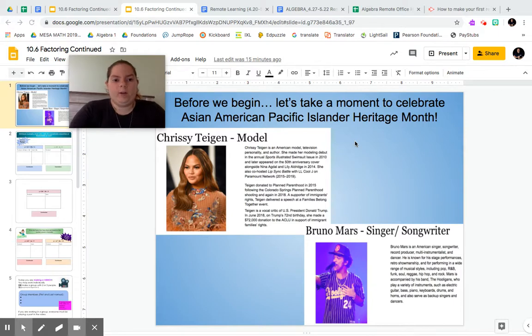We are celebrating Asian American Pacific Islander Heritage Month. Below are just two icons that I kind of resonate with. There are hundreds and hundreds of icons out there between historians, singers and dancers, songwriters, athletes, mathematicians, you name it. The list goes on and on. So let's just take a moment to appreciate them and celebrate them.